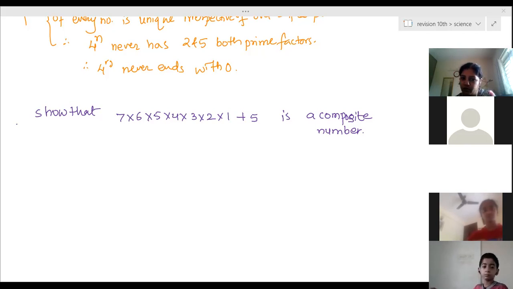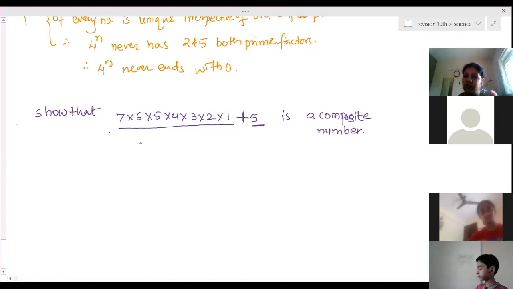So here, how to show that? Now this is a plus sign. So due to the plus sign, this will be a first term and this is a second term, right? So from two terms, we have to factorize this expression. For factorizing, we have to take 5 common. So in the bracket, what is left is 7 into 6 into 4 into 3 into 2 into 1 plus 1. Because we have taken 5 out, 1 is left.